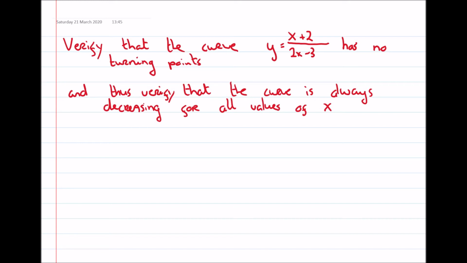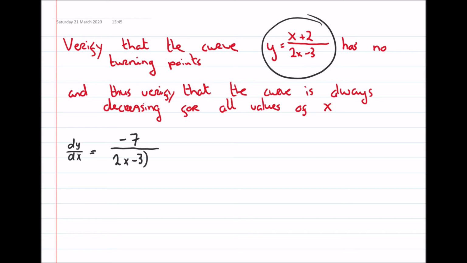Well, first of all, if you're asked about any of these turning points, the very first thing you're going to have to do is differentiate. So dy/dx. You're going to differentiate that using the quotient rule. Now, I'm not going to go through the quotient rule with you because you should know that already. I'm just going to say that when you do go through it, you will get an answer of minus 7 over (2x − 3) squared.